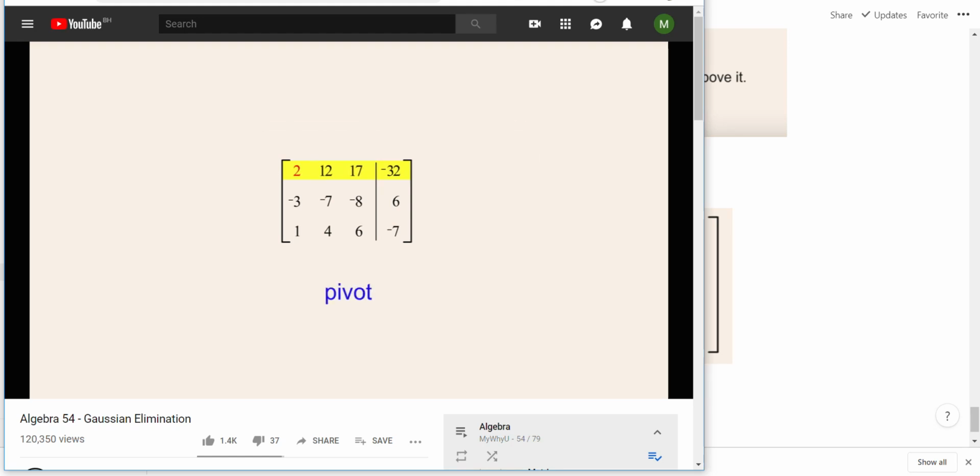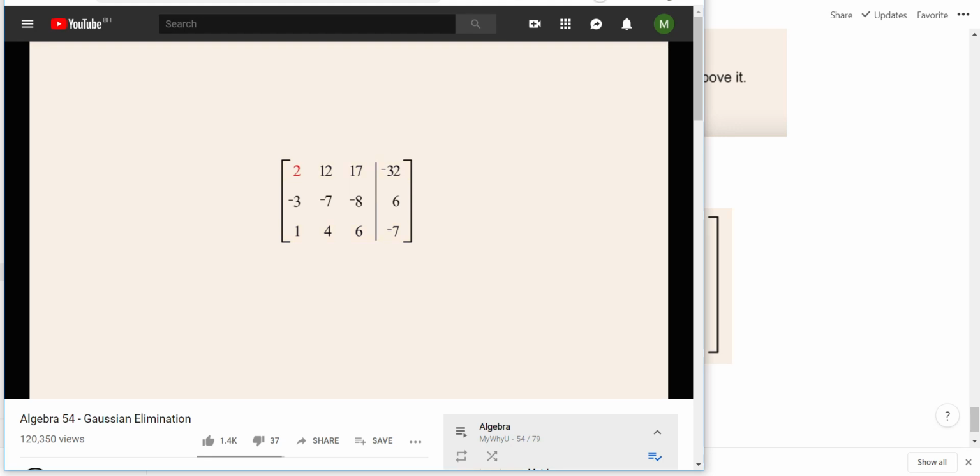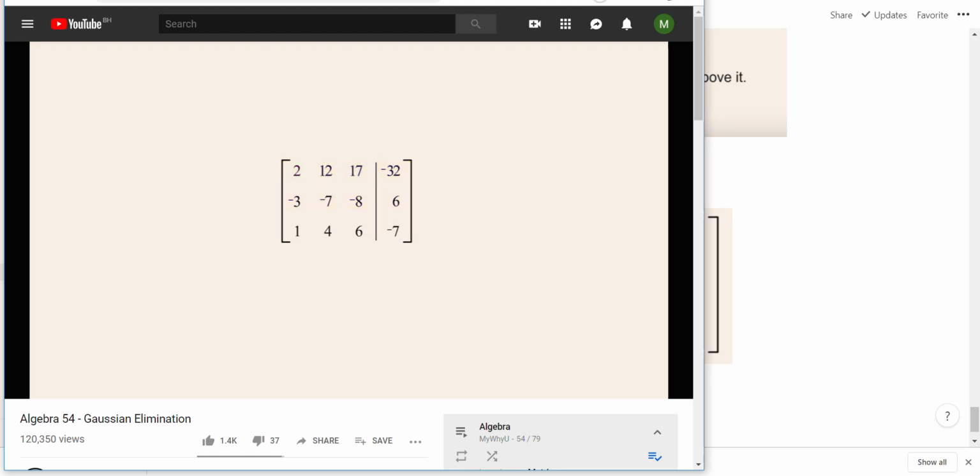Or we could use a pivot operation to add -1 times row 3 to row 1, replacing row 1 with the sum. Or we could use a pivot operation to add 1/3 times row 2 to row 1. However, since the bottom entry of the first column is a 1, we can simply use a swap operation to exchange rows 1 and 3.